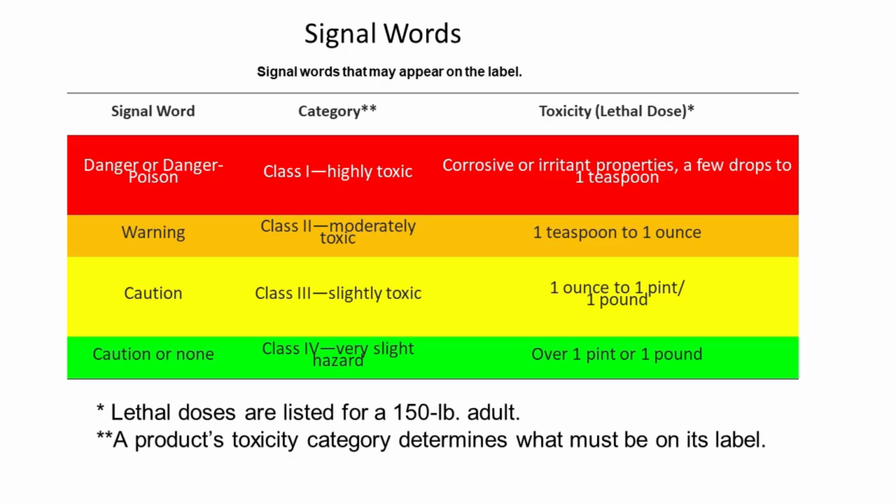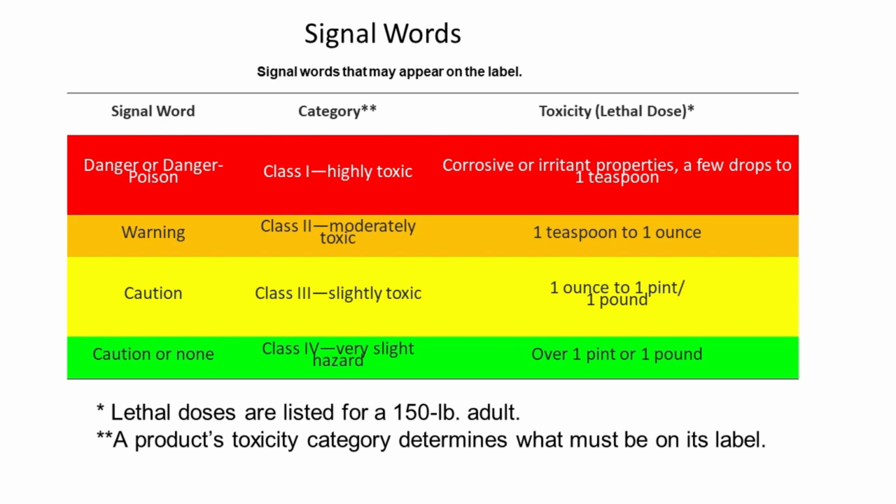Let's talk about signal words. Signal words that may appear on the label. When we look at our chart, you can see in the upper left-hand side, we see signal word. Looking just below, we're going to start with danger or danger poison. The category for that product would be Class 1, highly toxic, and the toxicity lethal dose would be corrosive or irritant properties, a few drops to 1 teaspoon. Looking at our second signal word in orange, which would be warning, the category would be a Class 2, moderately toxic, and its toxicity lethal dose would be 1 teaspoon to 1 ounce.